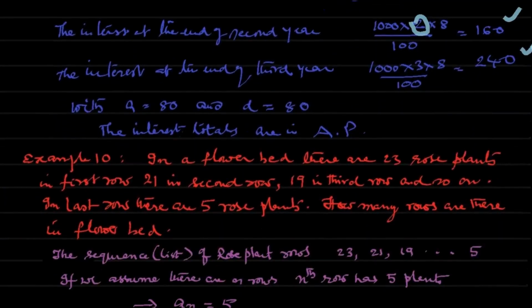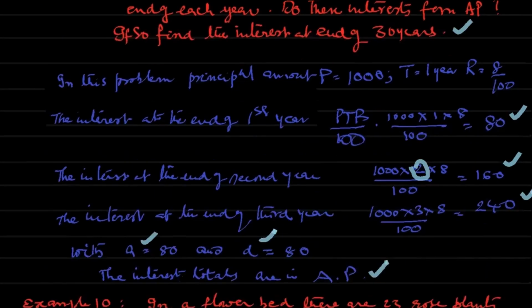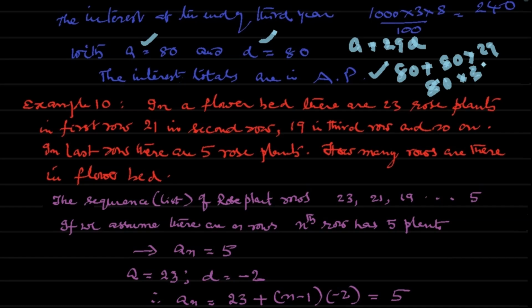They are in AP. So here A is 80, D is also 80. The interest totals are in AP. So I have not done that second bit. At the end of 30 years, how much? You should work out A plus 29D. That is 80 plus 80 times 29. That is 80 into 30, 2400.